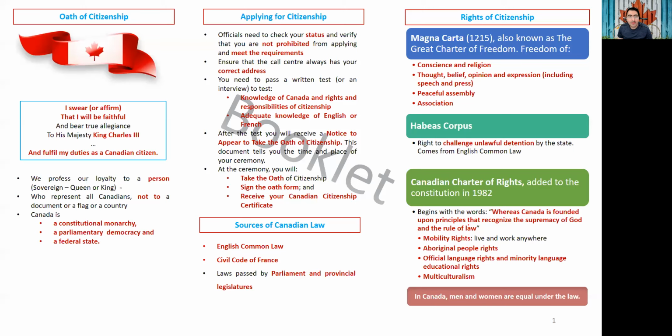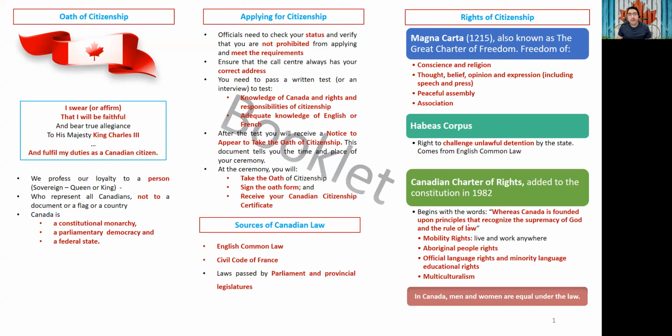Hi everyone, we are going to continue today the summary of the Discover Canada book, which is for preparation for the Canadian citizenship test. We will speak today about two things, which are rights of citizenship and responsibilities of citizenship. So whenever you have the citizenship, you will have some rights and also you will have some responsibilities.